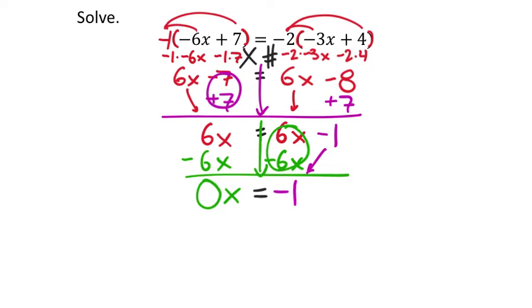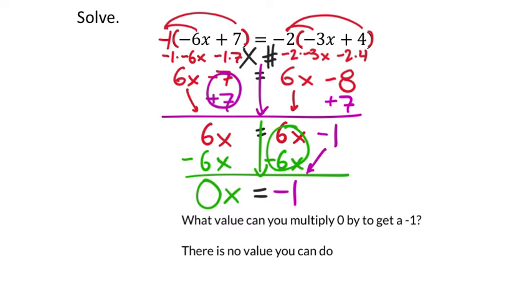Now I can drop my -1, and now I can see a kind of a new problem right here, which we talked about in that last slide. But again, it becomes an equation. What value can you multiply 0 by to get a -1? Well, there is no value you can do that with. So what I'm trying to say here is that this one has no solutions.